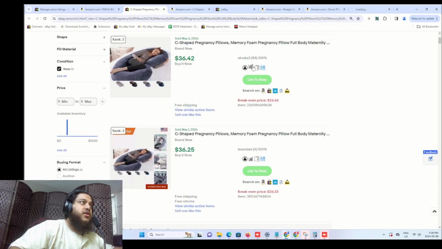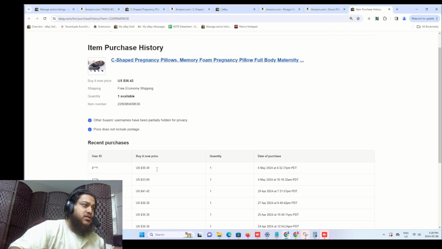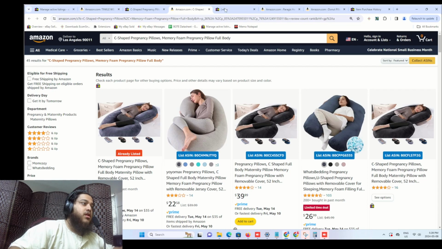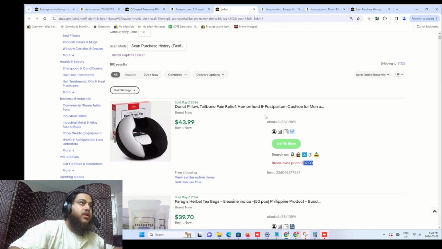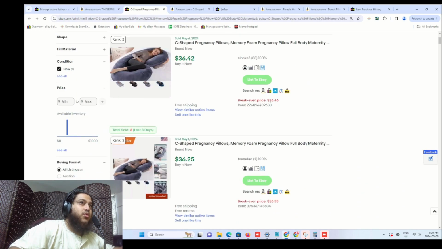So let me check his purchase history. I wonder if he's getting sales. Oh wow, he's getting sales. He sold it at 30.40. He didn't even sell it at the price he's advertising right now. He sold it at 30.40. And the break even for this pillow, from what we've seen, was 26. 30.40. Huh. Okay.